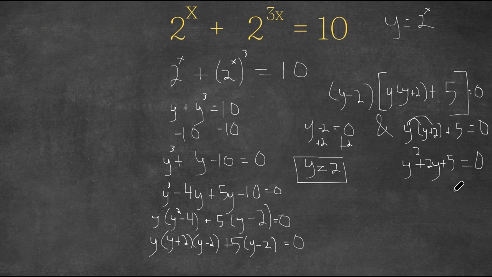Now, as you see, we have a quadratic equation here. We're going to use the quadratic formula: negative b plus or minus the square root of b squared minus 4ac, all over 2a. Remember, y squared is a, 2y is b, and 5 is c. So we have negative b, negative 2, plus or minus the square root of b squared, so 2 squared, 4, minus 4 times a, which is 1, times c, which is 5.